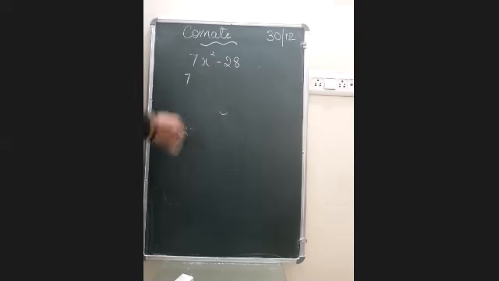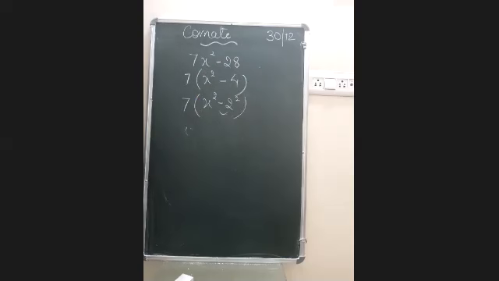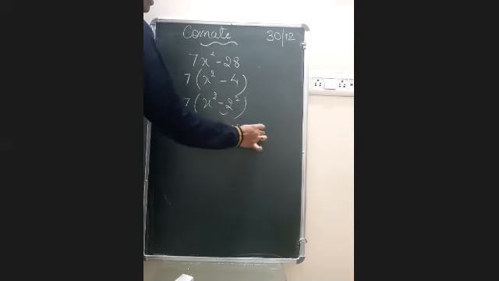As soon as you take 7 common, you will get x square minus 28 divided by 7 is 4, so it will give us x square minus 4. And when it gives you this condition, you can now have a square minus b square, x square minus 2 square. As soon as you write this, now you can follow the a square minus b square identity, which will give us x minus 2 in one bracket and x plus 2 in one bracket.